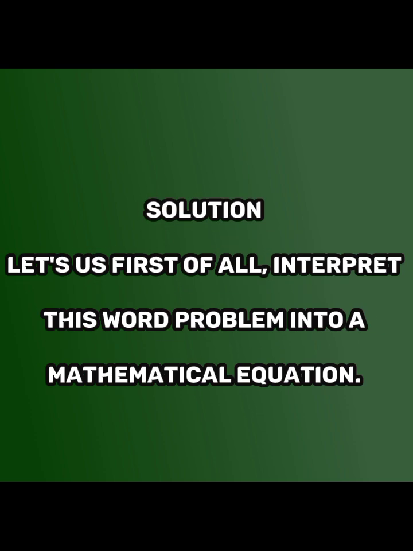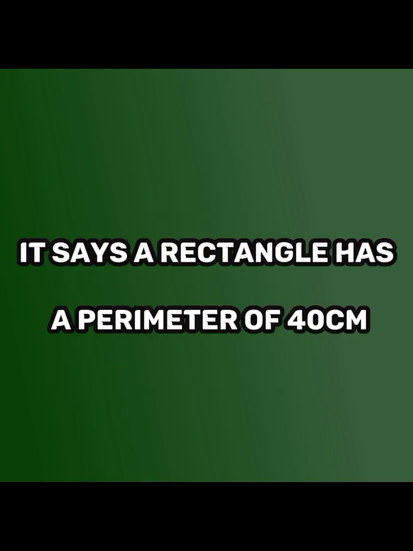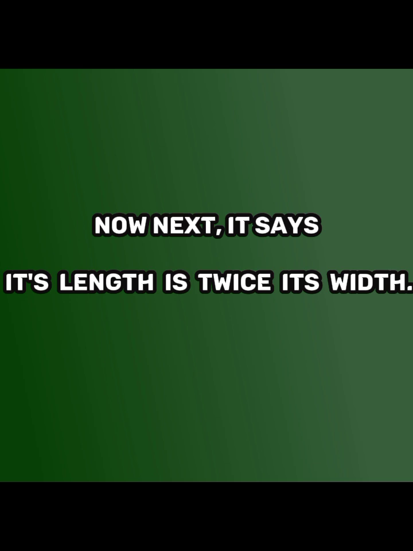Solution. So let us first of all interpret the word problem into a mathematical equation. The first one says a rectangle has a perimeter of 40 cm. What does this mean? It simply means that the perimeter has been calculated and the answer was 40 cm. Now the second part says the length is twice its width. What does this also mean? It means that whatever the width is, multiplied by 2, you get the length. And that simply means length is equal to 2w. Length is 2 times the width.